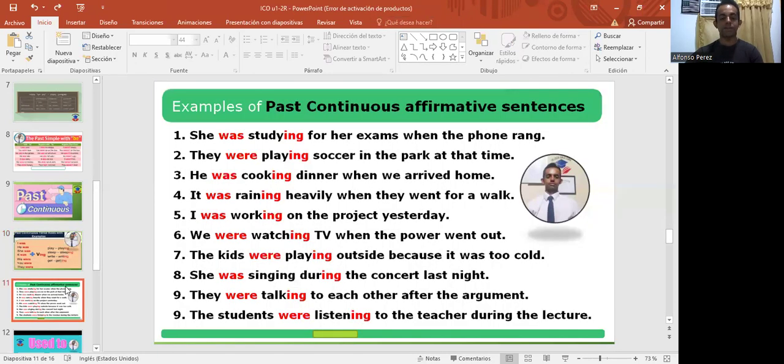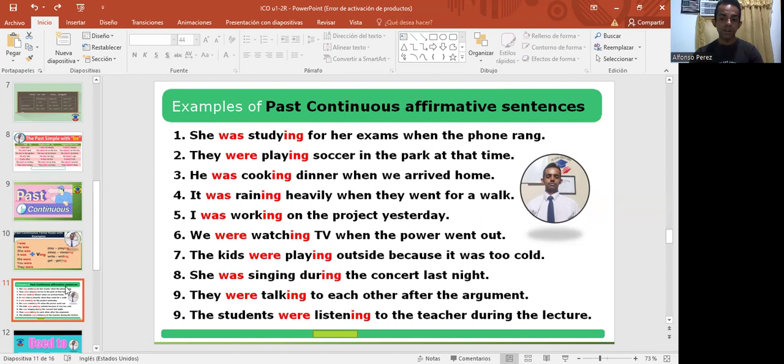Here we have some sentences. She was studying for her exam when the phone rang. What is the main action? The main action was studying, that was interrupted by the phone ringing. They were playing soccer in the park at that time, so that is the most important action. That's the only one in the sentence.